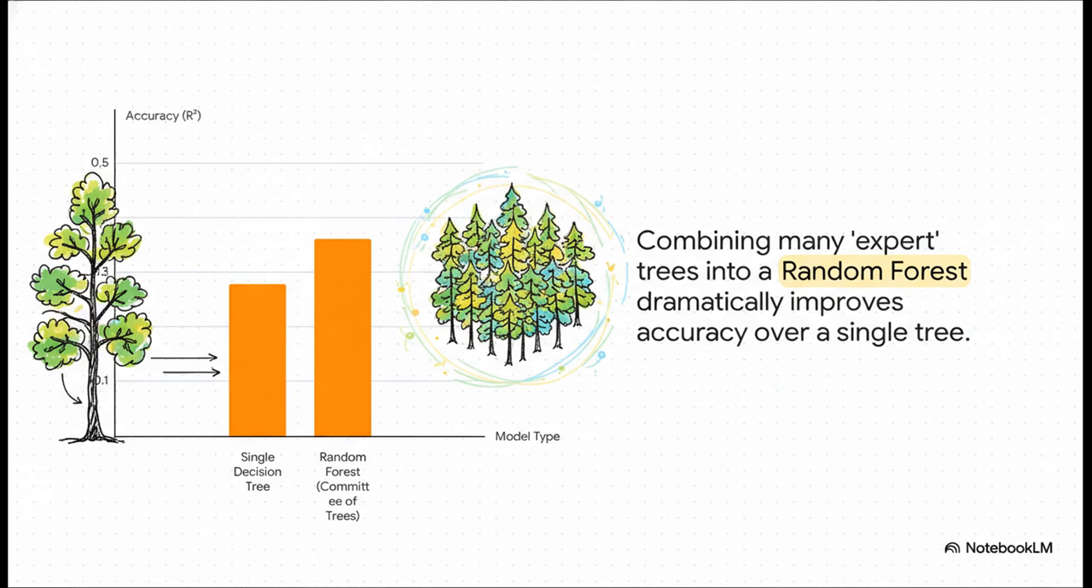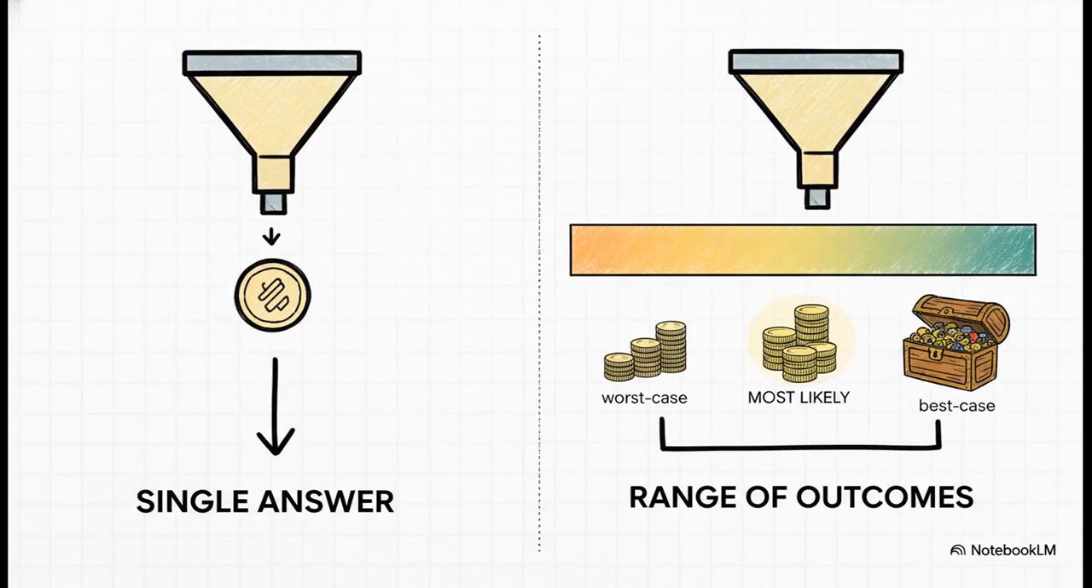That single lonely decision tree had an accuracy score of about 0.28. But the random forest, our committee of trees, shot all the way up to over 0.36. It's incredible. By bringing together a whole bunch of different perspectives, we get a much, much stronger and more accurate prediction. It's the wisdom of crowds in action. And it gets even cooler.